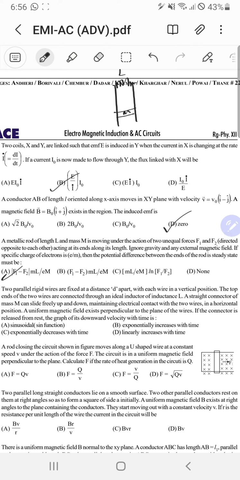Horizontal position, that means there's gravity acting. A uniform magnetic field exists perpendicular to the plane of the wires. If the connector is released from rest, the graph of its downward velocity against time will be. So, okay, let's try to think about it.